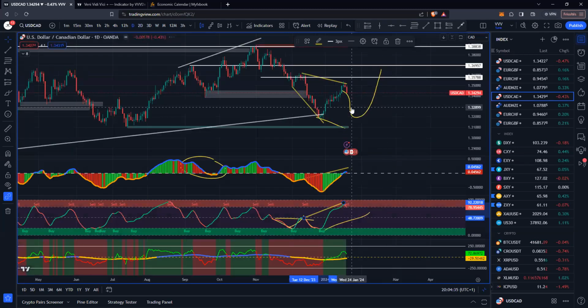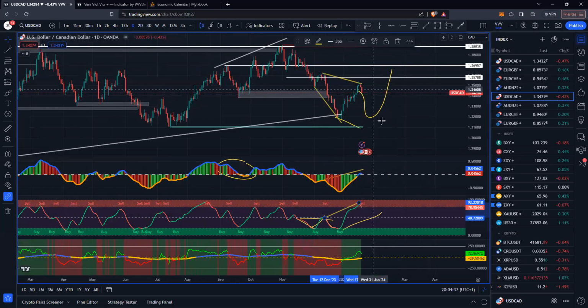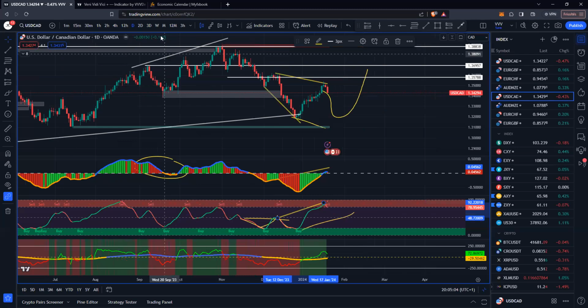So what I'm looking for, I already drew it, is a kind of correctional move and then a move to the upside. But in any case, what we need is just a small correction, and after that it can even form a convergence from the 50 line and just turn to the upside, which would make sense. All right, so I'm looking at the AUD NZD.